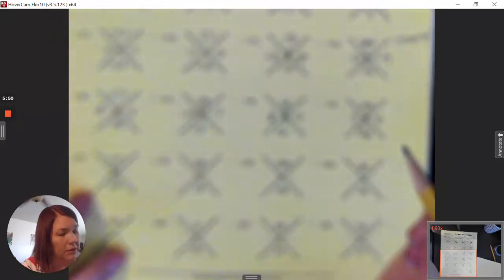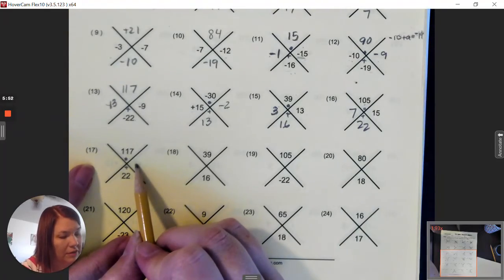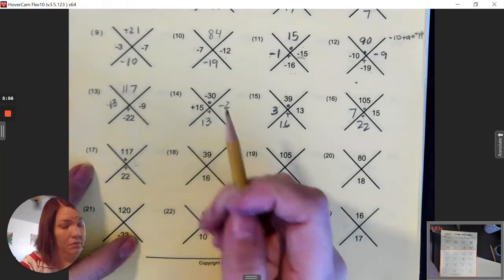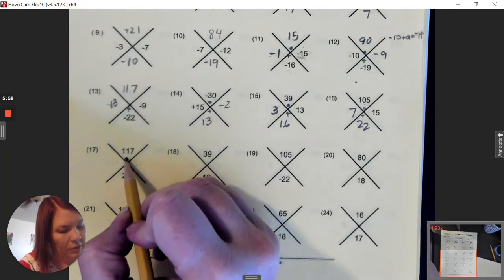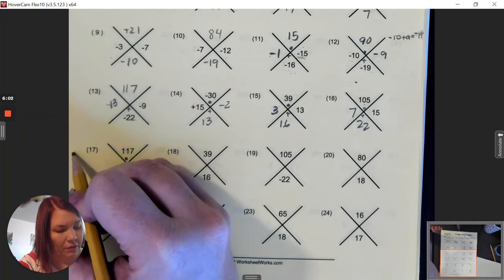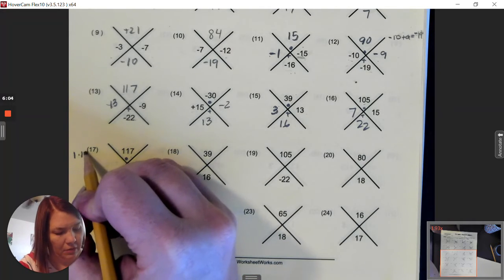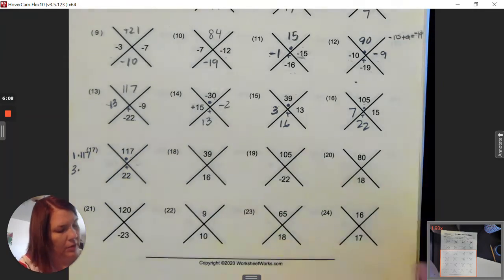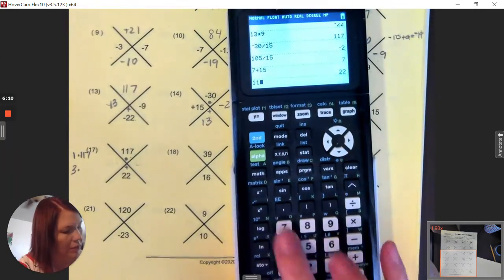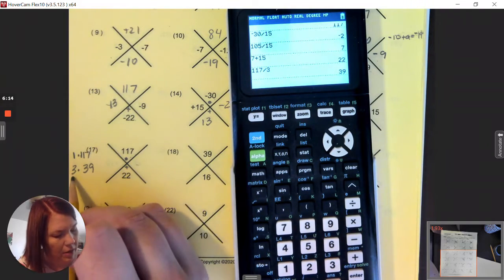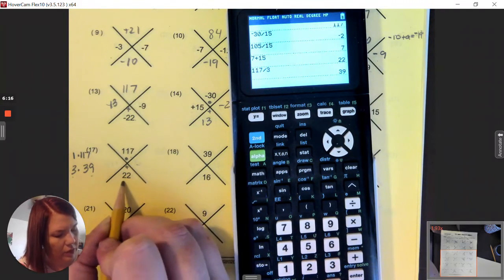So we've got 117 up here, which was right there, which is kind of nice. But the idea is to think, okay, numbers that multiply to make 117. And so one of them is 1 times 117. I don't want to forget that one. 2 doesn't go into it, but 3 does. 117 divided by 3 is 39. And 39 and 3 don't make 22, so it's not that one.